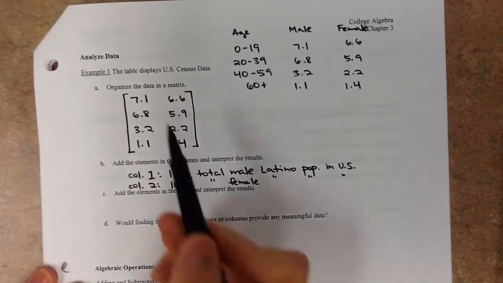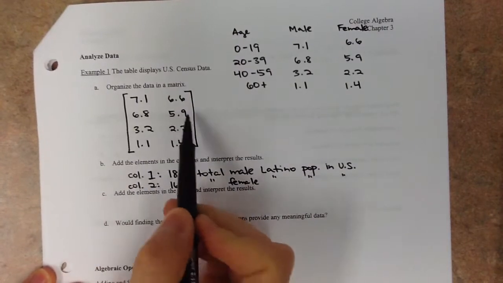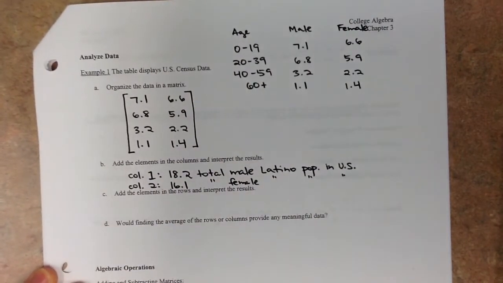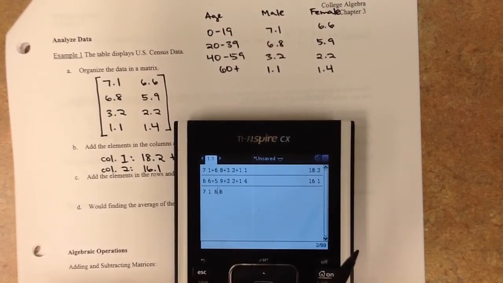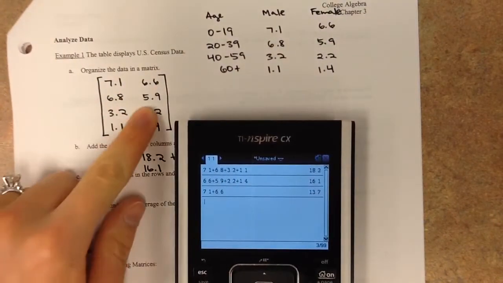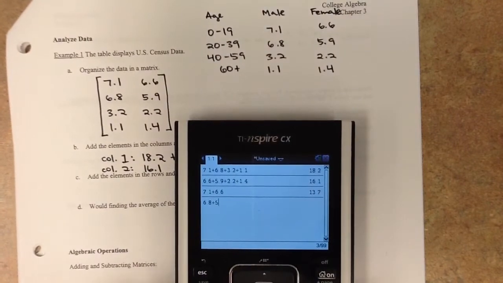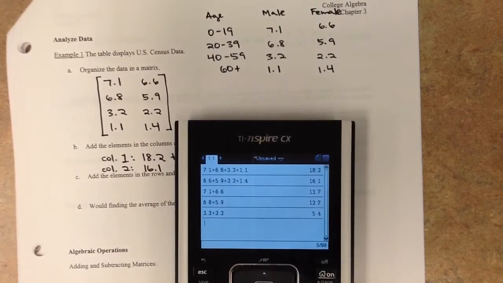Adding the rows together, we could add this row, this row, this row, this row. And so if we add the first row, we get 7.1 plus 6.6. Oops, that was times. Plus. So the first row, we get 13.7. Second row, 6.8 plus 5.9. In the second row, we get 12.7. Third row is 3.2 plus 2.2. It's 5.4. And in the last row, 1.1 plus 1.4.